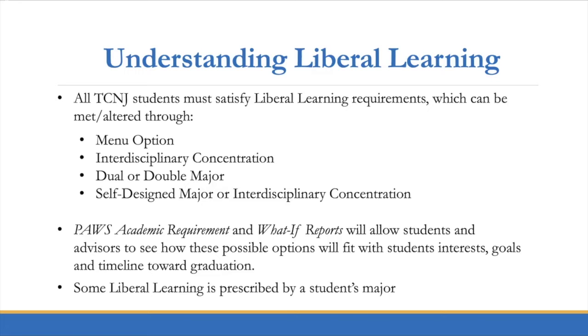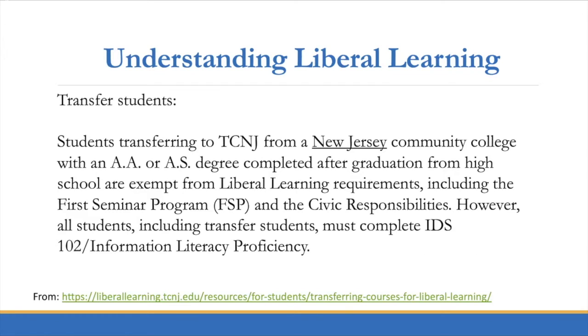Some liberal learning requirements are prescribed by a student's major, meaning that some major requirements fulfill the liberal learning requirements automatically. Just a quick note that transfer students who have obtained an associate's degree from a New Jersey community college do not have to take liberal learning requirements, including the FSP or civic responsibilities. They do take the IDS 102 information literacy course.